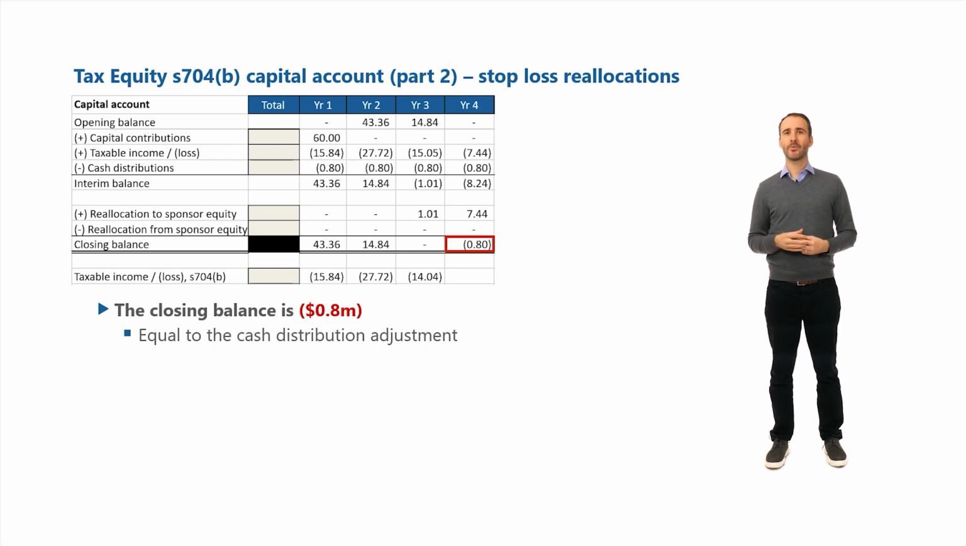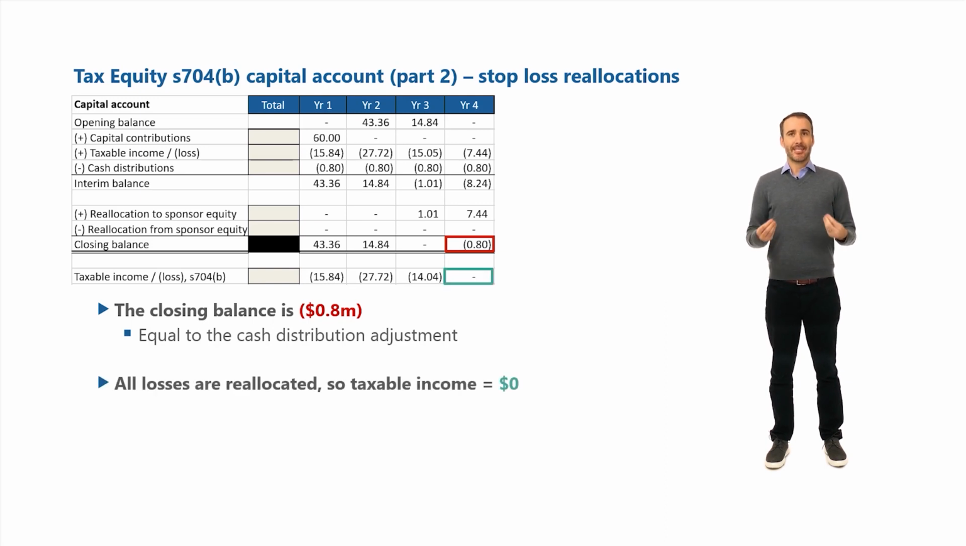This negative balance will need to be resolved, but we will come back to that shortly. The main takeaway here is that we are reallocating losses and tax credits from the tax equity investor to the sponsor to avoid a negative account. But we can only allocate up to the amount of losses the tax equity actually receives in that year. Since all of tax equity's losses are reallocated to the sponsor, there is no taxable income or loss for the tax equity partner in year 4.